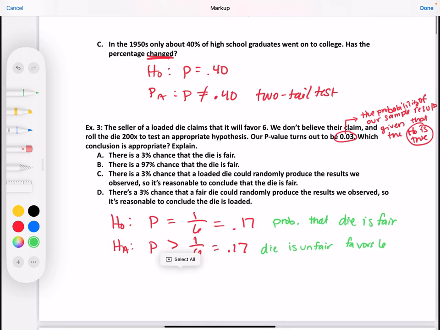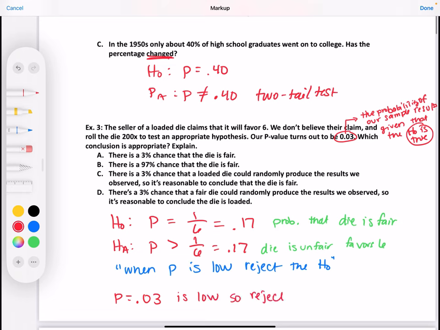So something to remember, when P is low, reject the null. So our p-value is 0.03 and it is low. So reject the null in favor of the alternate.